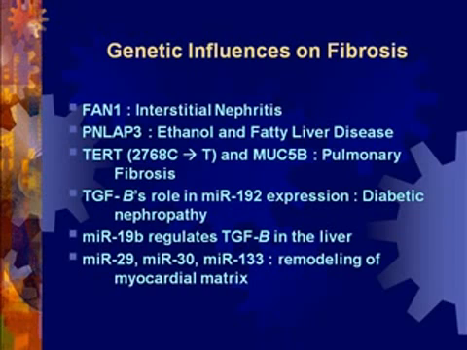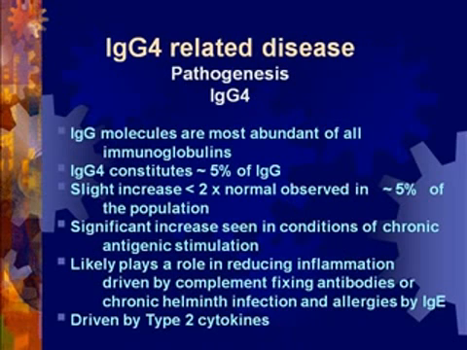IgG molecules are the most abundant of all the immunoglobulins in the blood. IgG4 constitutes about 5% of the IgG total. A slight increase, less than 2 times normal, can be observed in about 5% of the population. There are patients who are lacking IgG4, and some of them lead a pretty normal life, although there have been a few patients who seem to have some infections. The role of IgG4 in that setting is not very clear.